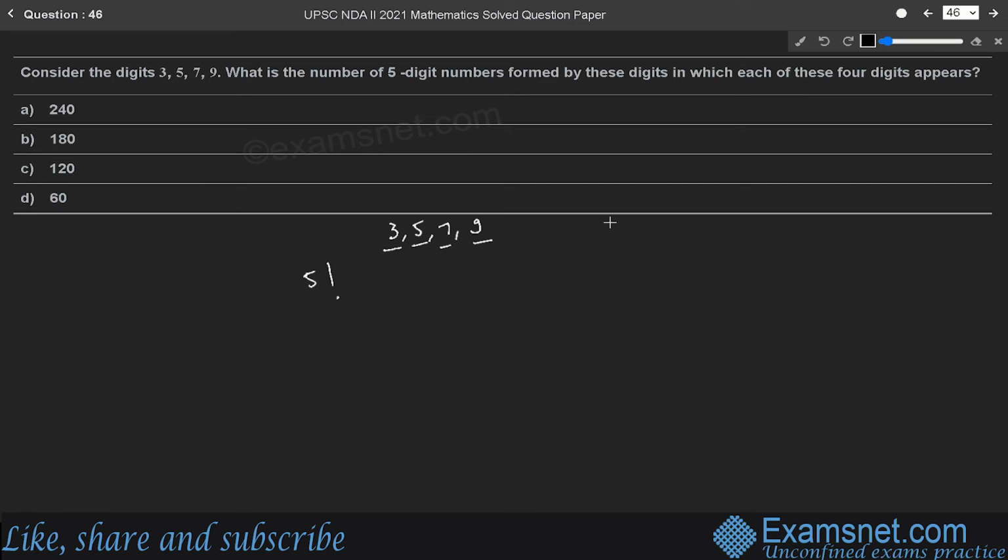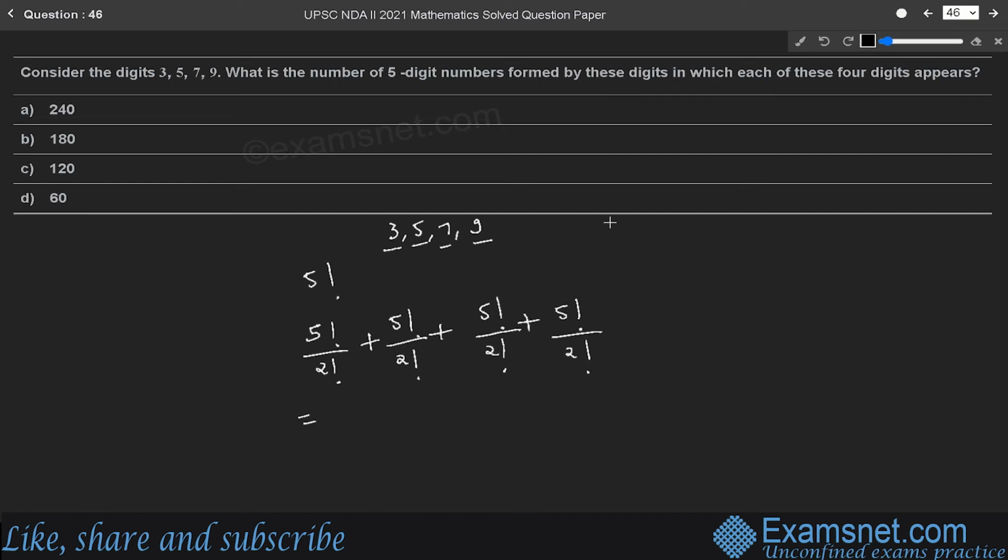Hence, the number of 5-digit numbers with digit 3 repeated will be 5 factorial upon 2 factorial. Similarly, the number of 5-digit numbers with digit 5 repeated will be 5 factorial upon 2 factorial, and with digit 7 repeated will be 5 factorial upon 2 factorial. And the number of 5-digit numbers with digit 9 repeated will again be 5 factorial upon 2 factorial. So the total number of 5-digit numbers will be the addition of all this.